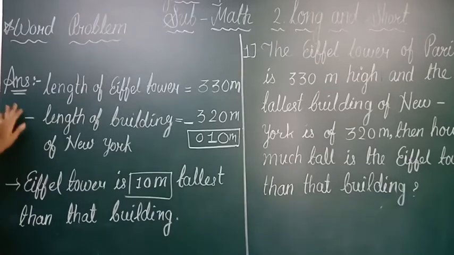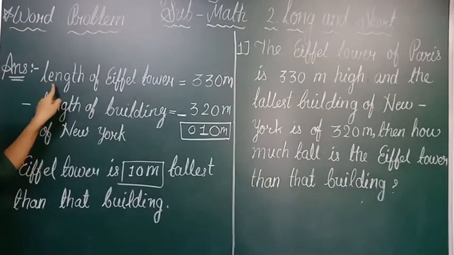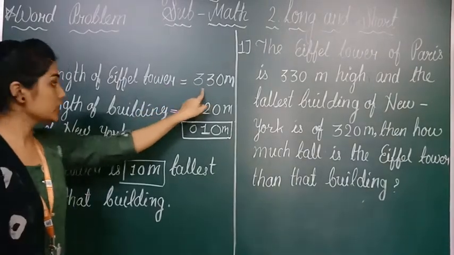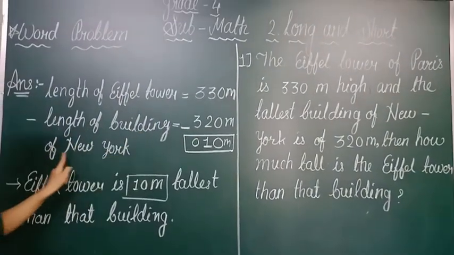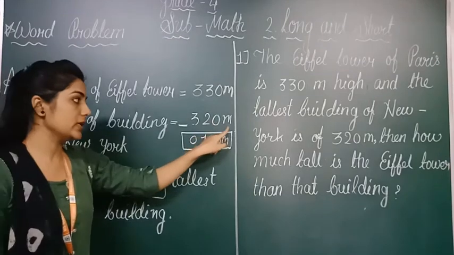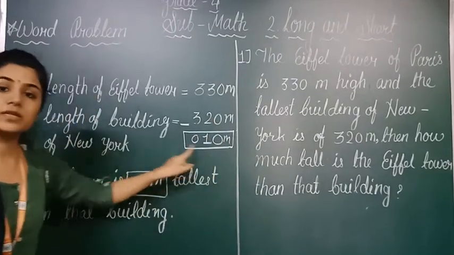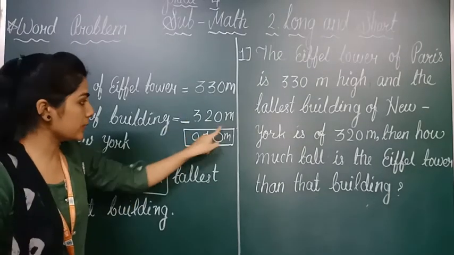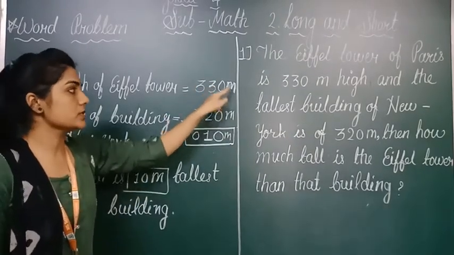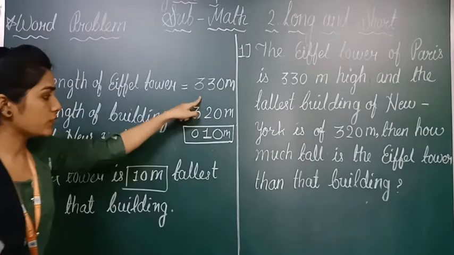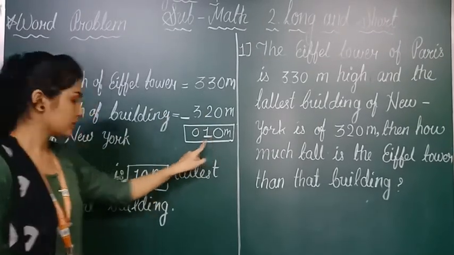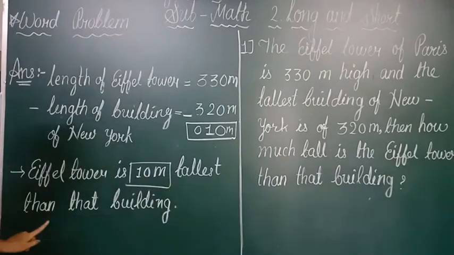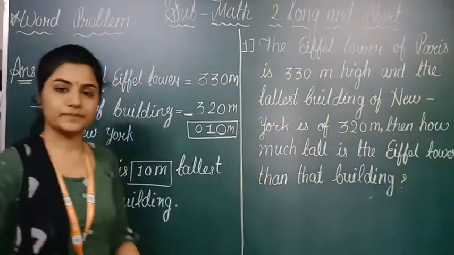Again I am repeating. We have the length of Eiffel Tower, which is of 330 meter, and the length of the building of New York, which is of 320 meter, and we need to find the difference between them. So we will do subtraction here. This 320 I am subtracting from this 330 meter. So we get answer 10. That means Eiffel Tower is 10 meter taller than that building.